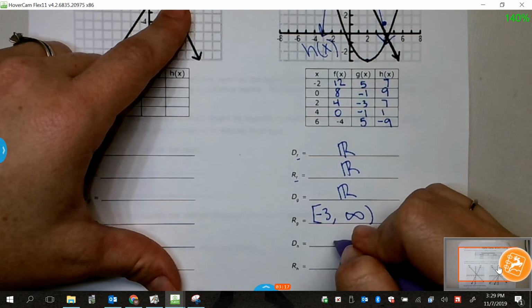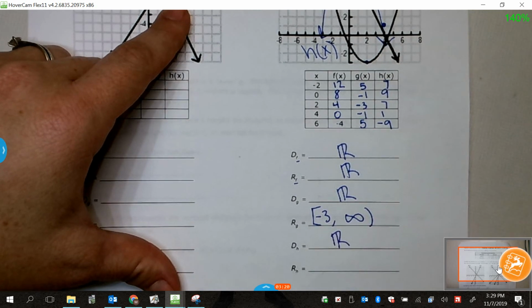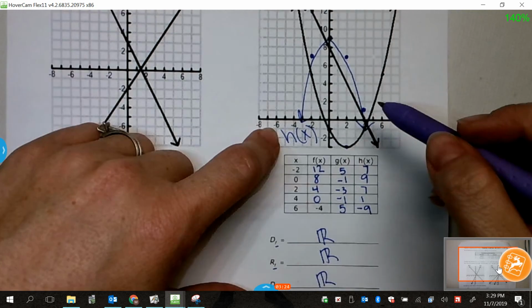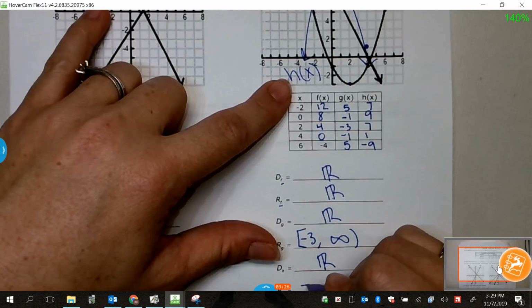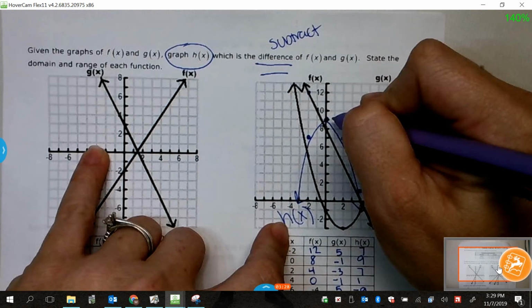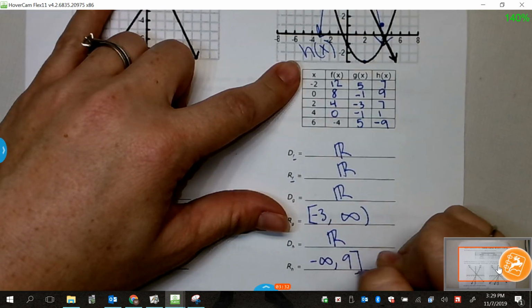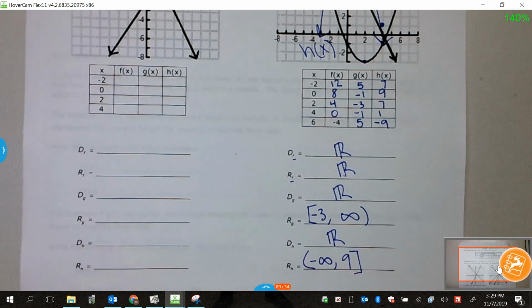Again, the other graph was a quadratic, it's just upside down. So it's all real numbers widthwise, but the lowest it goes, well, it goes down forever. But the highest it goes is 9. All right, that is your help and your hints for the graphs.